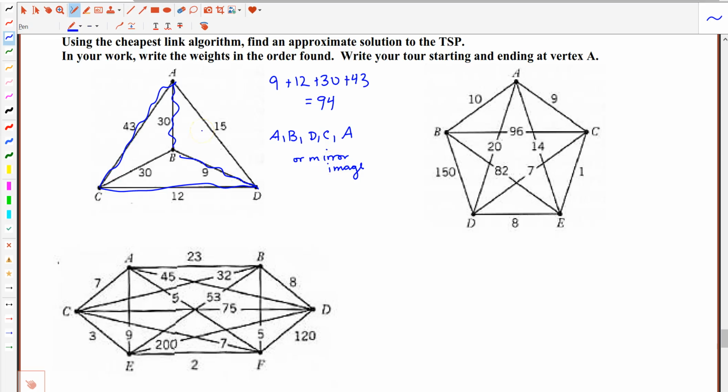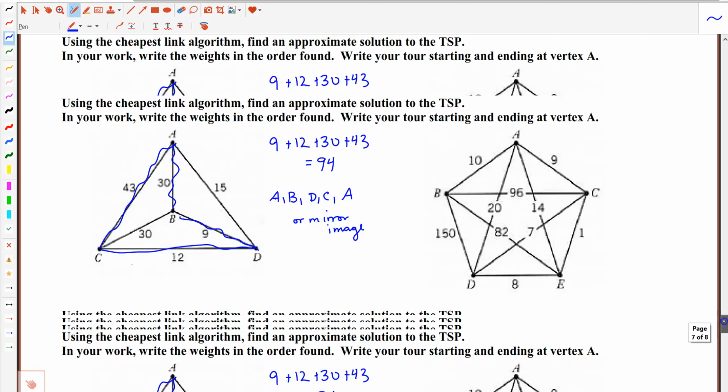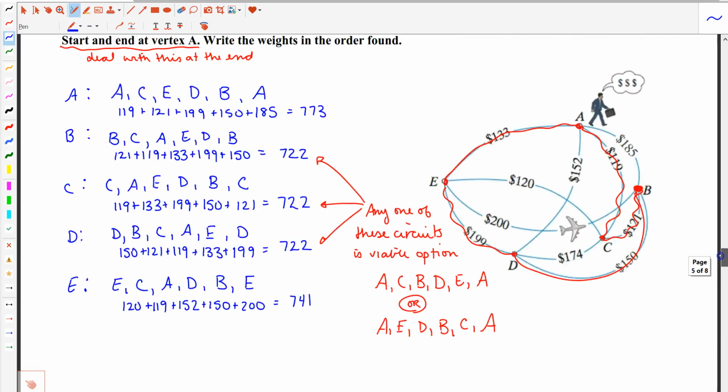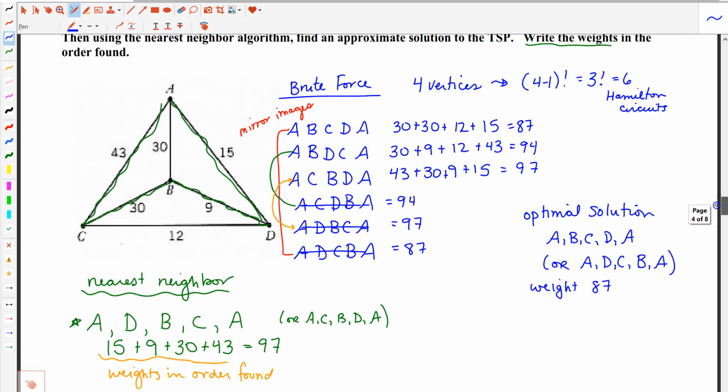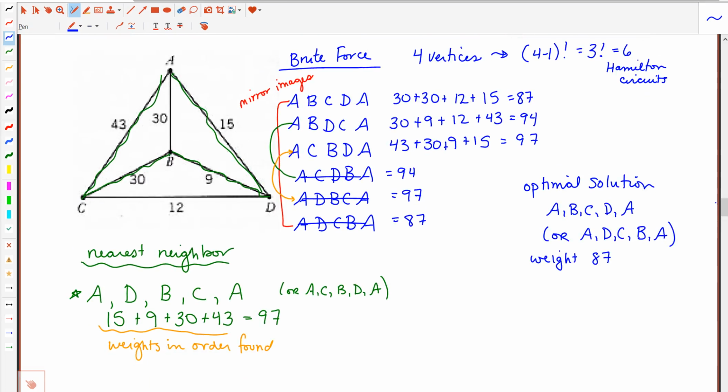Now I want you to take a look. Actually, we solved this one earlier in our handout. So scrolling up here, there it is. Alright, we solved that one actually using brute force. Using brute force, we got that the optimal solution was going to be this circuit with a weight of 87, and we actually got the nearest neighbor algorithm being 97. So out of the 3 possible unique circuits, because again these ones are the mirror images so they'll have the same weight, notice that the cheapest link algorithm did not get me the optimal solution, and it also yielded me a solution different than what nearest neighbor is finding. So nearest neighbor found the worst option, the optimal solution is this, cheapest link got me a little bit closer because it got me that weight of 94.